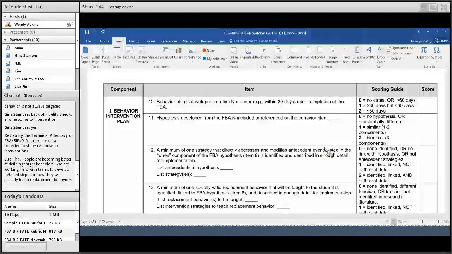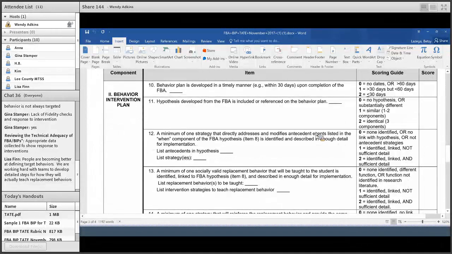Hypothesis developed from the FBA is included as a reference on the behavior plan. Again, because most school districts have forms that are continuous, they're going to get an automatic 2 if it's the same form and it was all done on the same day. They don't have to put the hypothesis in 2 different places, because we're going to assume that, well, they're including it on their document, they're going to use that hypothesis. It's a big inference, but we're going to go with that.